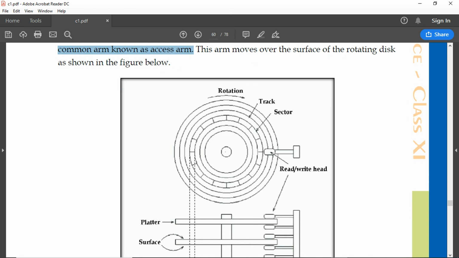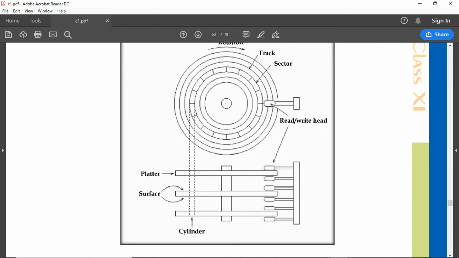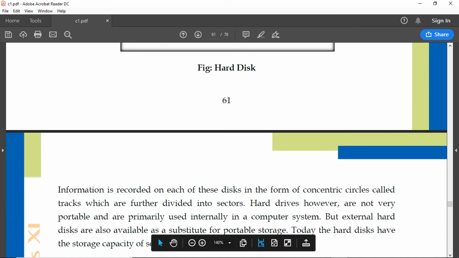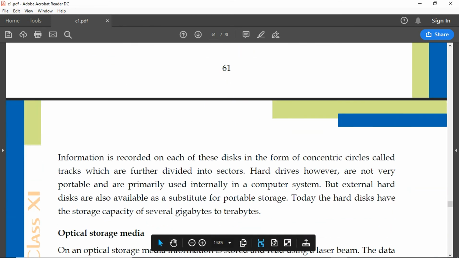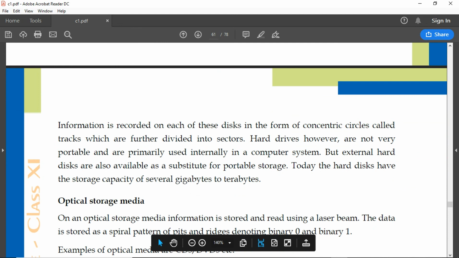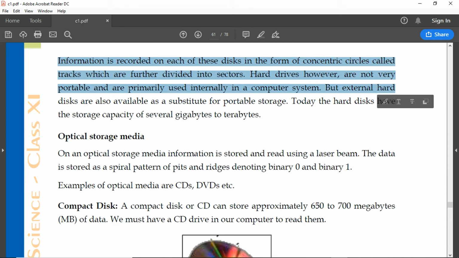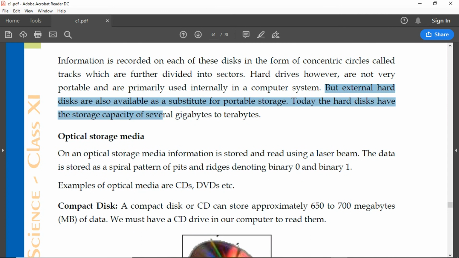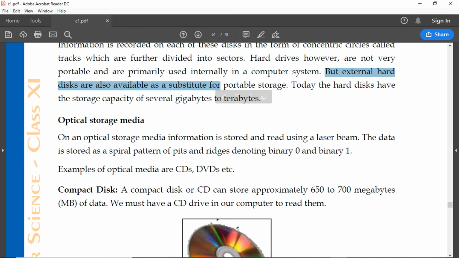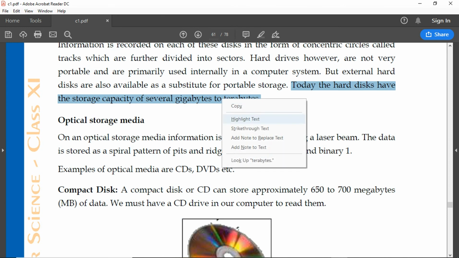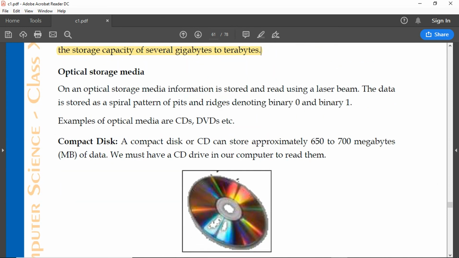Fig. Hard disk. Information is recorded on each of these disks in the form of concentric circles called tracks, which are further divided into sectors. Hard drives, however, are not very portable and are primarily used internally in a computer system. But external hard disks are also available as a substitute for portable storage. Today the hard disks have the storage capacity of several gigabytes to terabytes.